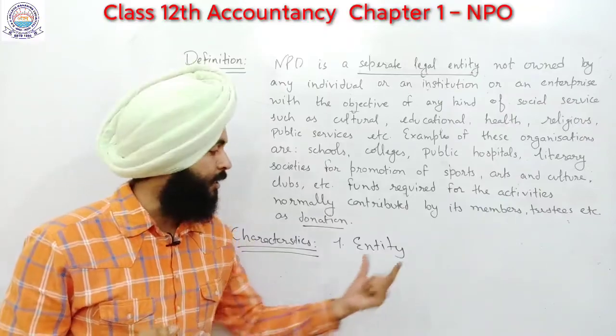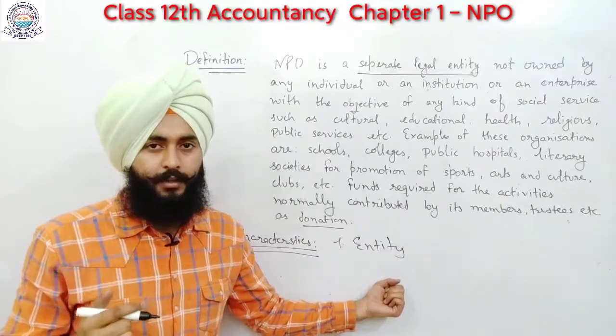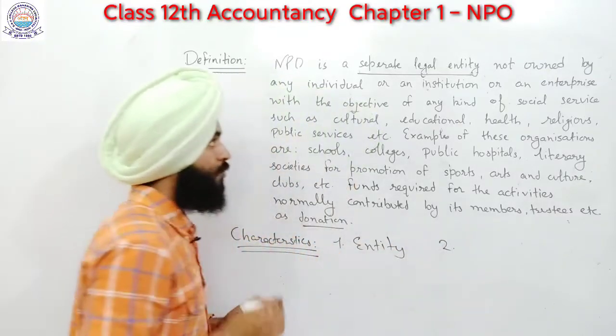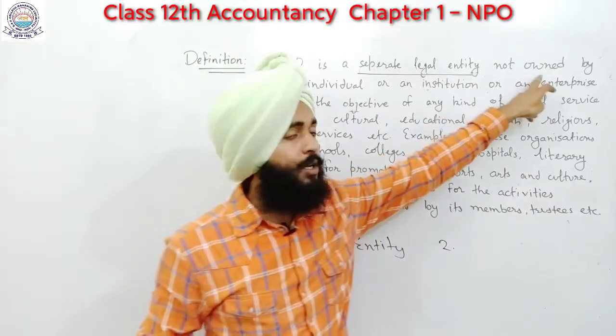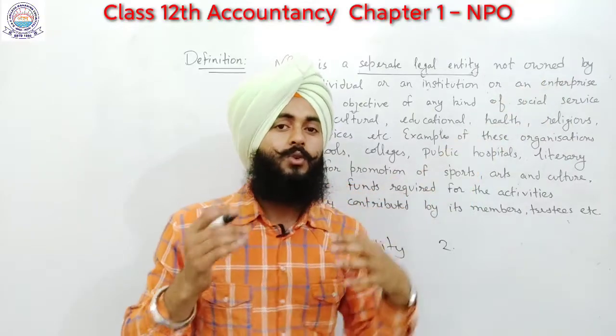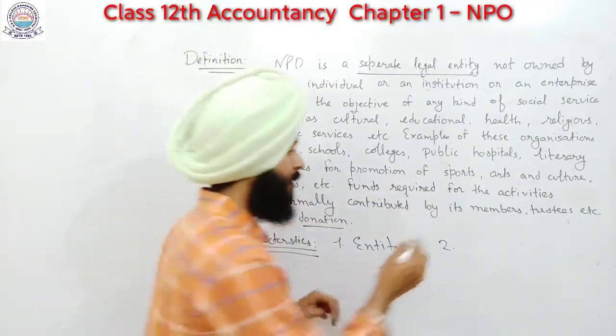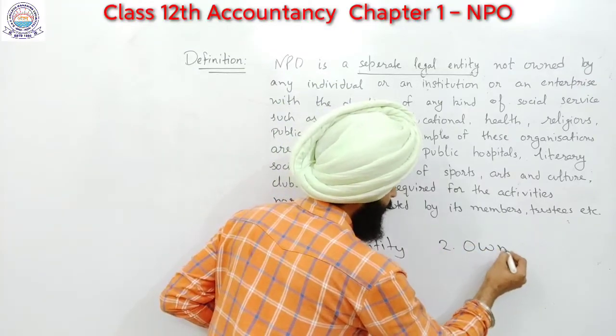Which type of entities? It is a separate legal entity. ये तो हमारा पहला characteristics हो गया. दूसरी बात, ownership के बारे में हम लिख सकते हैं. It is not owned by any individual or an institution or an enterprise. Ownership के बारे में लिखा जाएगा.